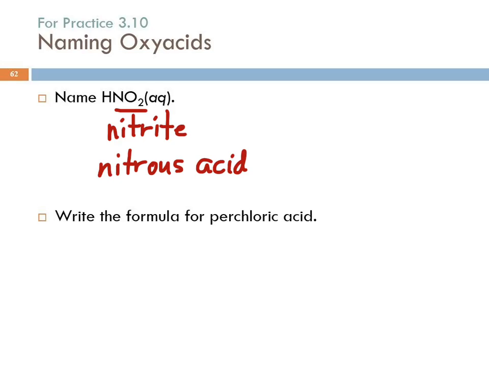So what about writing a formula? Write the formula for perchloric acid. Well, obviously it's an acid. It's got the name, it's got the word acid in its name.